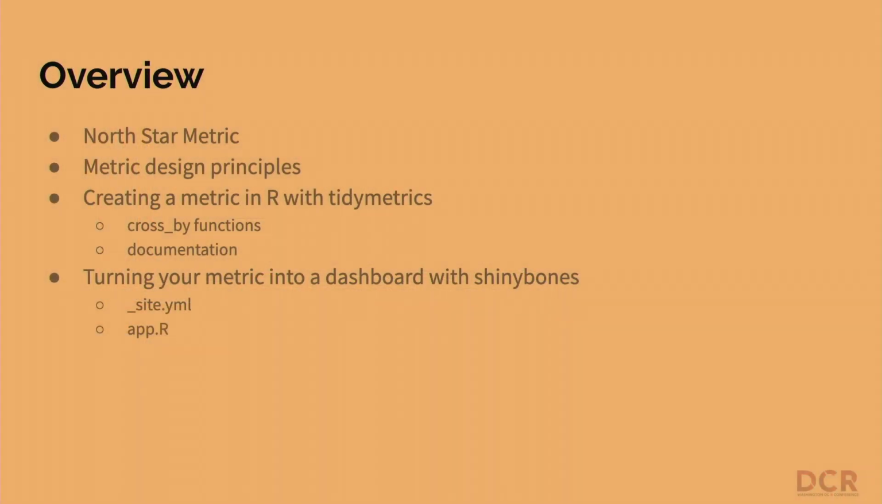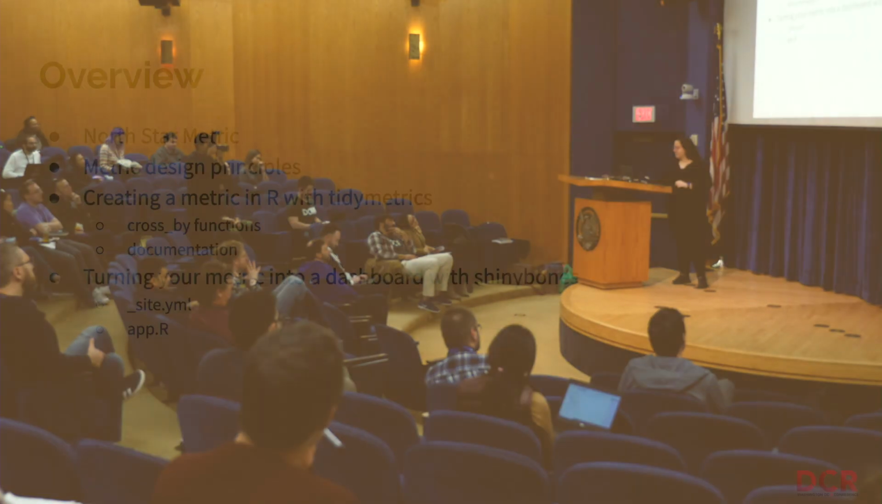So here's what I'm going to walk you through. I'm going to talk about North Star metrics. If you're not familiar with that, it's a product thing. We're going to talk through it. Talk about metric design principles, because I have some ideas about metrics that I want to share with you. Then we're going to talk about how to create a metric in R with tidymetrics. Specifically, we've got some cool functions and some documentation. It's pretty neat. And then we're going to turn our metric into a dashboard with shinybones. It's very fast. It's very quick. It's going to be a lot of fun.